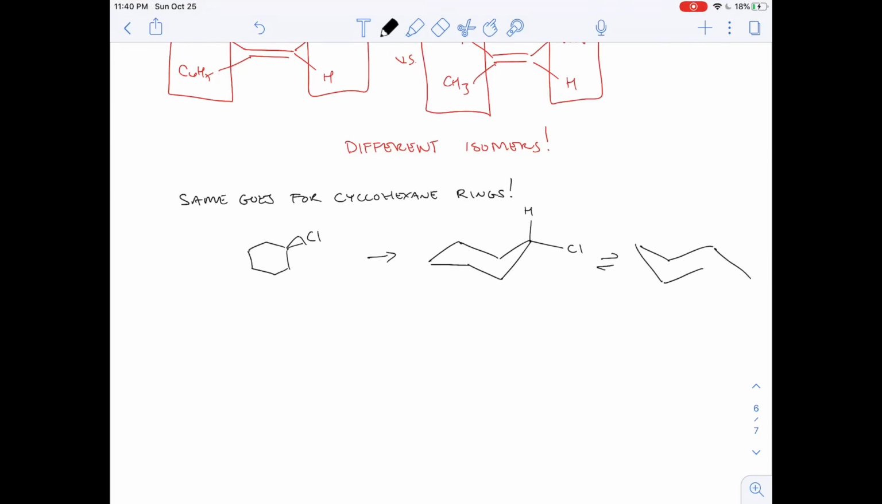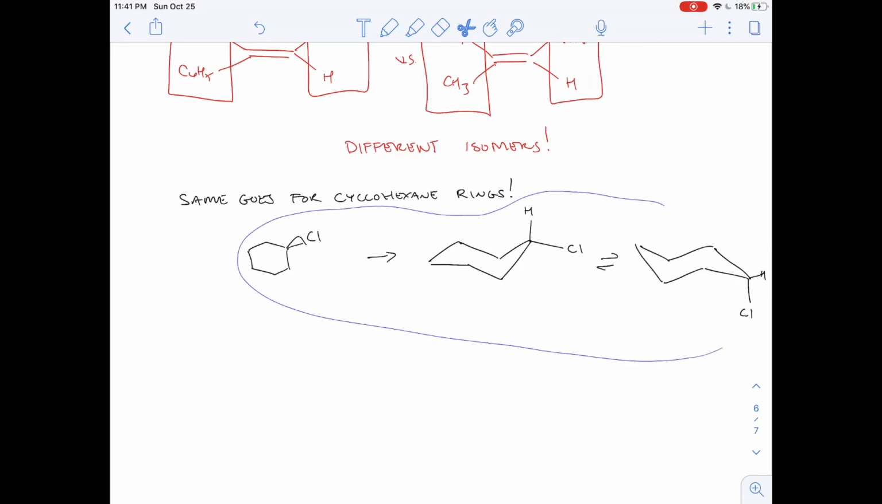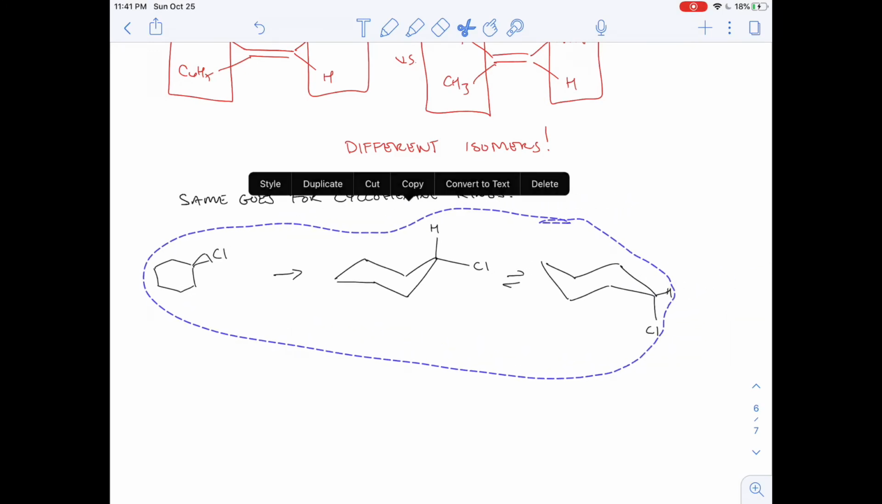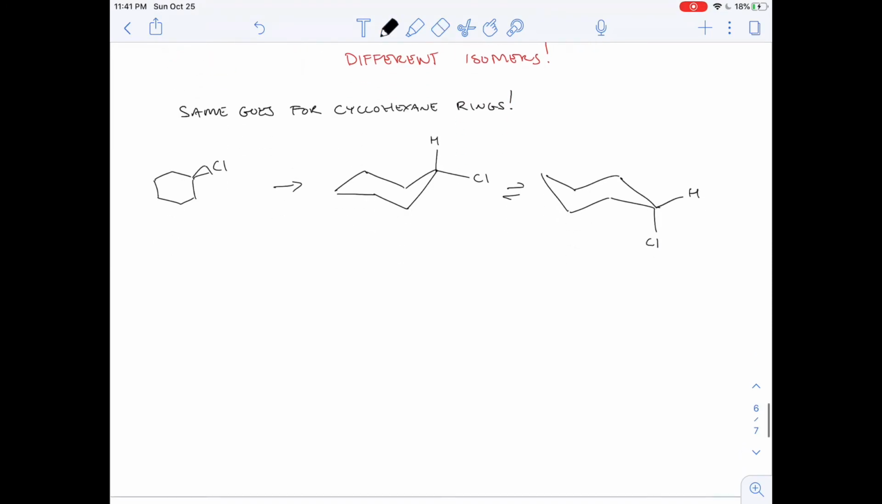We know that equilibrium occurs. We have a chair flip that puts our chlorine in the axial position, right? So let me move this over so I can get everything on the same page. My bad. There we go. So it goes back and forth, right?